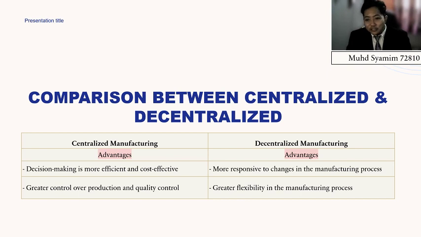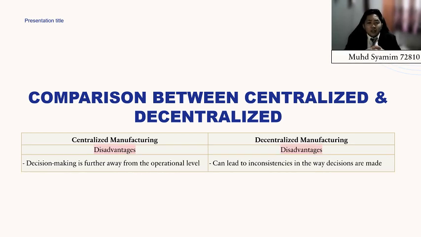Comparison between centralized and decentralized. Okay, centralized manufacturing gives us more efficient and cost-effective decision making and greater control over productivity and quality control. Meanwhile, decentralized manufacturing is more responsive to changes and gives greater flexibility in the manufacturing process. Disadvantages for centralized manufacturing: decision making is further away from the operational level when the central station is further from the operational station. Meanwhile, decentralized manufacturing can lead to inconsistency in the way decisions are made since there are too many stations.